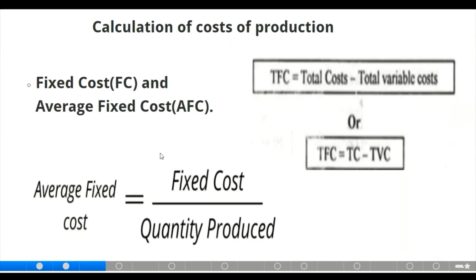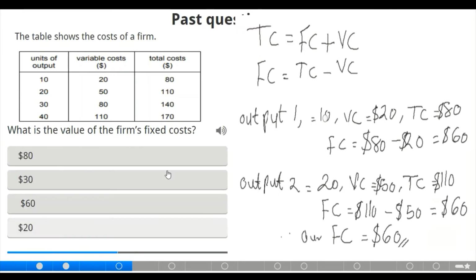Moving to the next slide, we have the calculation of cost of production. How do we calculate our cost of production? And here we have the first cost of production, it is fixed cost and average fixed cost. Now, what is the formula for calculating our fixed cost? Our fixed cost is known as the total cost minus total variable cost. While our average fixed cost is the amount of our fixed cost divided by the quantity produced, that is the unit of output produced. Now we move to the next slide.